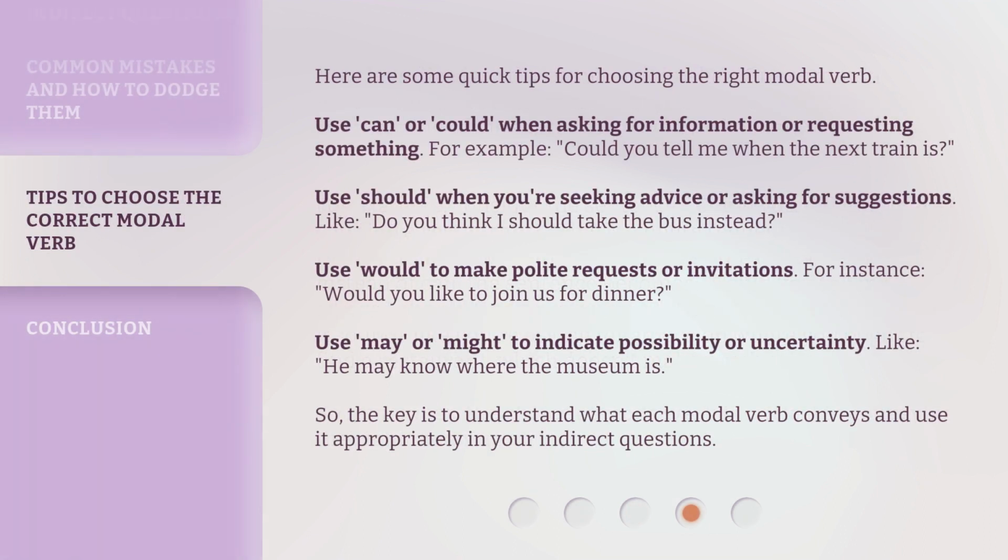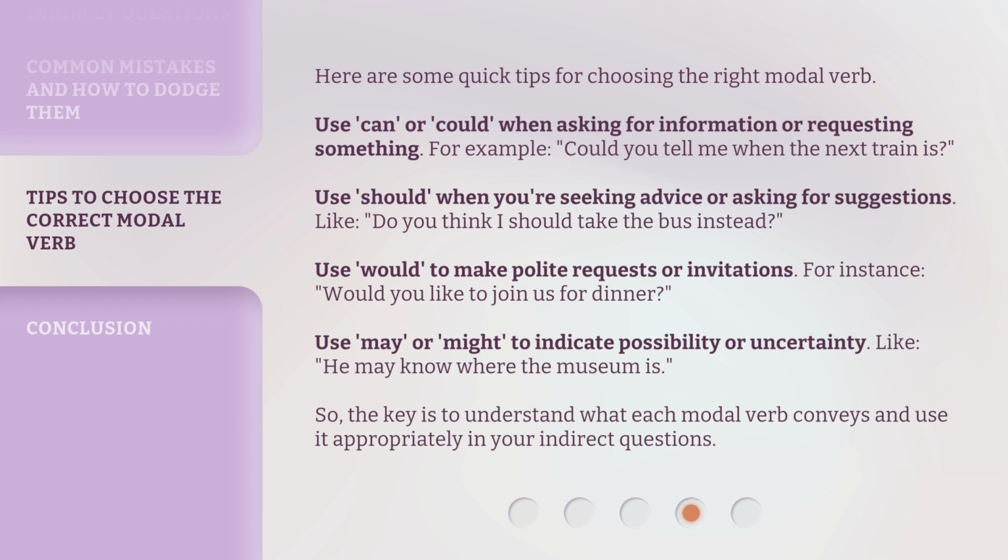Here are some quick tips for choosing the right modal verb. Use can or could when asking for information or requesting something. For example, could you tell me when the next train is? Use should when you're seeking advice or asking for suggestions. Like, do you think I should take the bus instead?